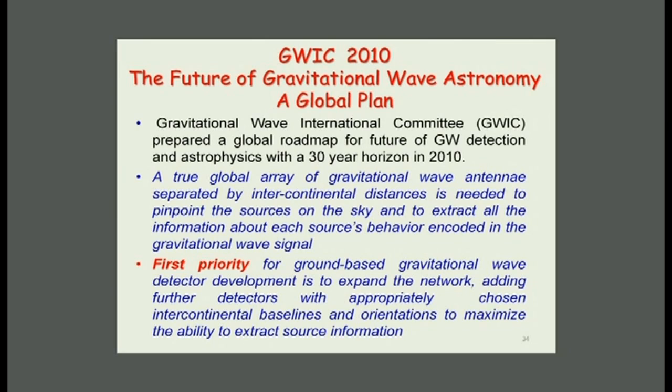So let me just then say that once you start having detection, what should you do afterwards? Now there is an international committee, called the Gravitational Wave International Committee, which in 2010 laid out the plan for what we should do with gravitational waves over a 30-year time scale. And their basic point was that once detections become routine, you should really try to locate sources on the sky. And to locate sources in the sky, as I will explain later, you cannot work with only detectors in Europe and America. You really have to build an international network.